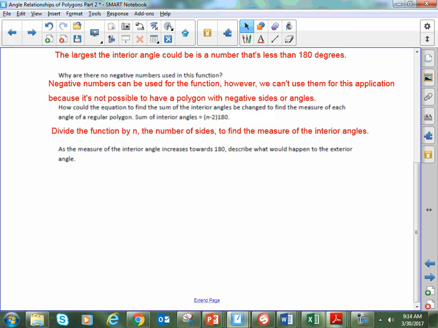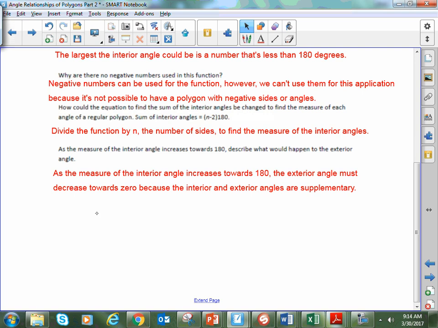Well, if the interior angle gets bigger and bigger and bigger, the exterior angle conversely must get smaller and smaller and smaller. Because the two angles are supplementary, they have to have a sum of 180. So as one gets bigger and bigger, the exterior angle must get smaller, so that the sum of the two is still 180 degrees.